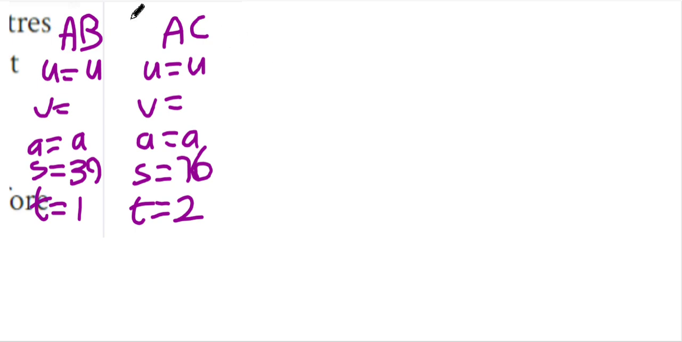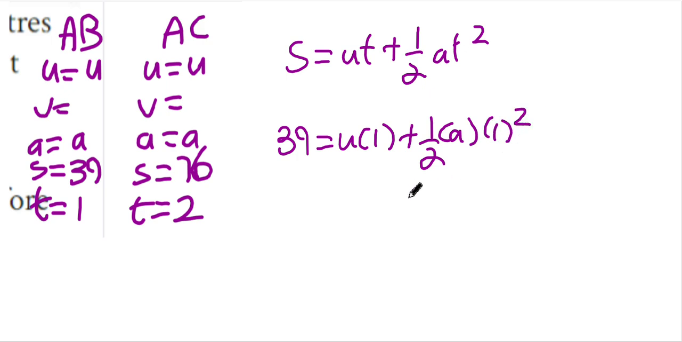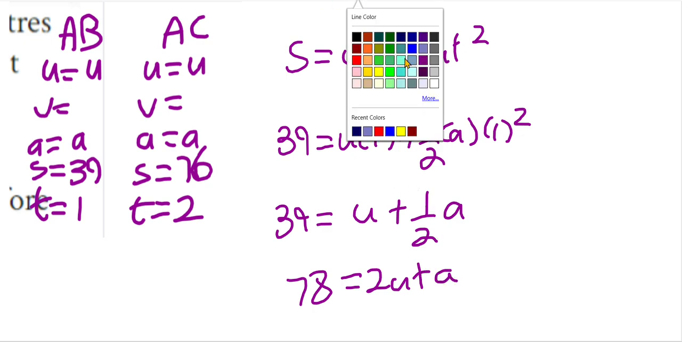Go back to the question. So, s equals ut plus a half at squared. 39 equals u times 1 plus a half a times 1 squared. So it's going to be 39 equals u plus a half a. I don't deal with fractions, so I'm going to multiply both sides by 2. And that's my first equation.